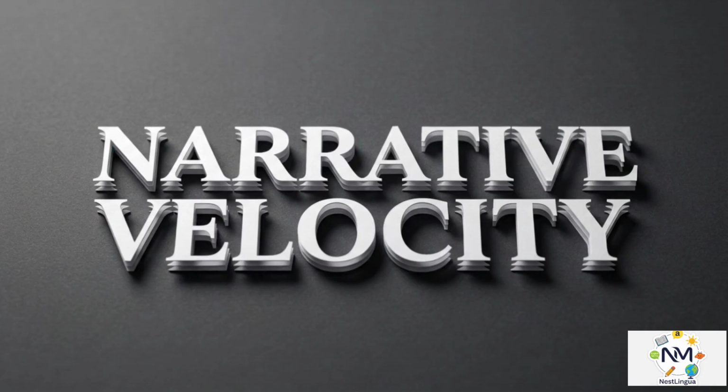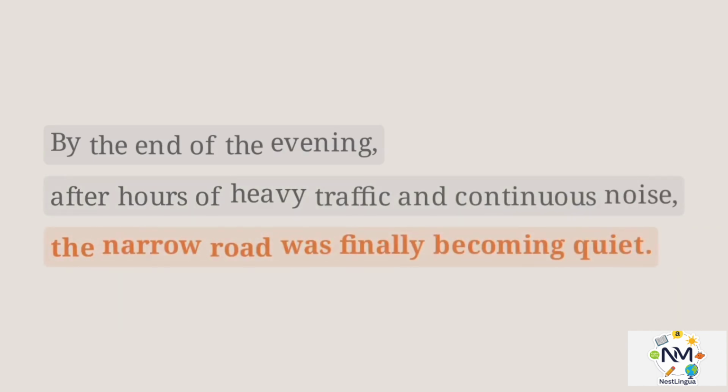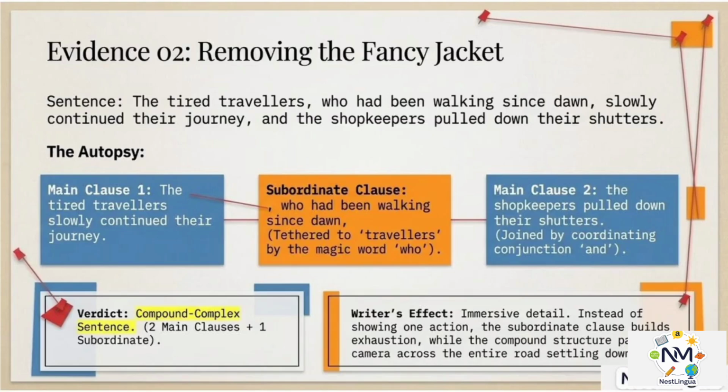Writers use these long opening phrases to control pacing. By placing several pieces of background information before the main clause, the writer forces the reader to slow down, establishing a calm atmosphere before the core idea arrives. For our second sentence, we isolate the independent thoughts. We have 2. The tired travelers slowly continued their journey, and the shopkeepers pulled down their shutters.